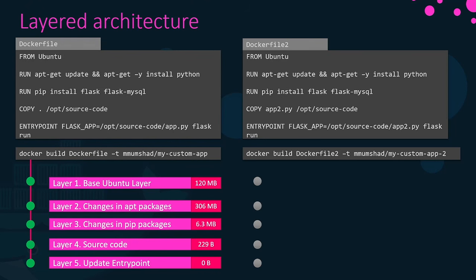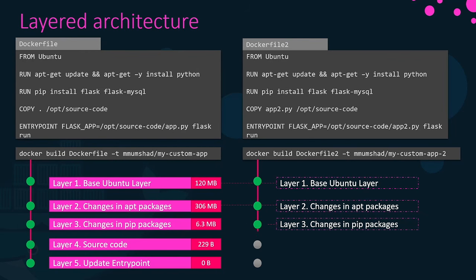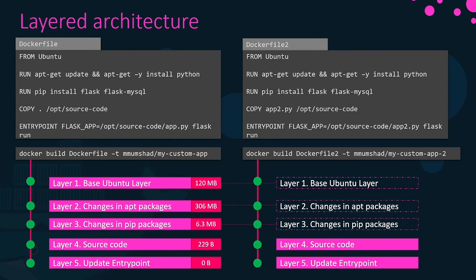When I run the docker build command to build a new image for this application, since the first three layers of both the applications are the same, Docker is not going to build the first three layers. Instead, it reuses the same three layers it built for the first application from the cache, and only creates the last two layers with the new sources and the new entry point. This way, Docker builds images faster and efficiently saves disk space.